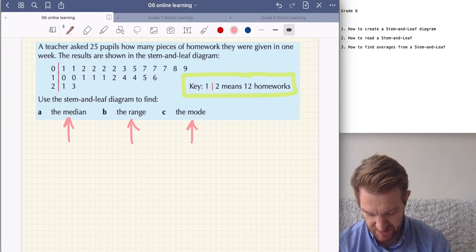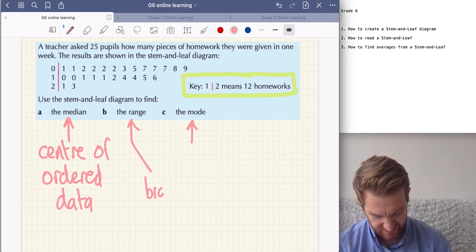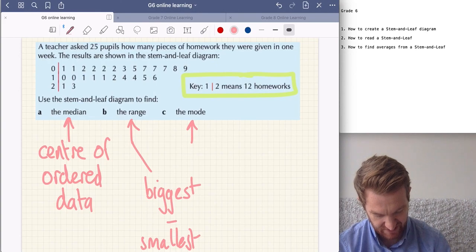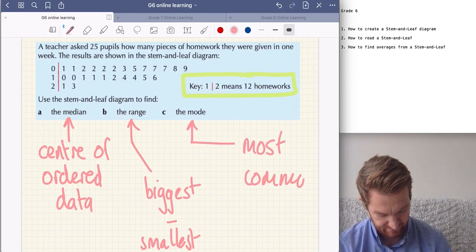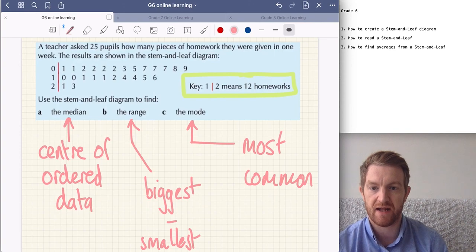If you remember, the median is the center of ordered data. That's the one in the middle when you put them in order, from smallest to biggest. The range is the biggest minus the smallest. That should be easy from our stem and leaf. And finally, the mode is the most common. So we'll just have a quick look at how we can do those from our stem and leaf.